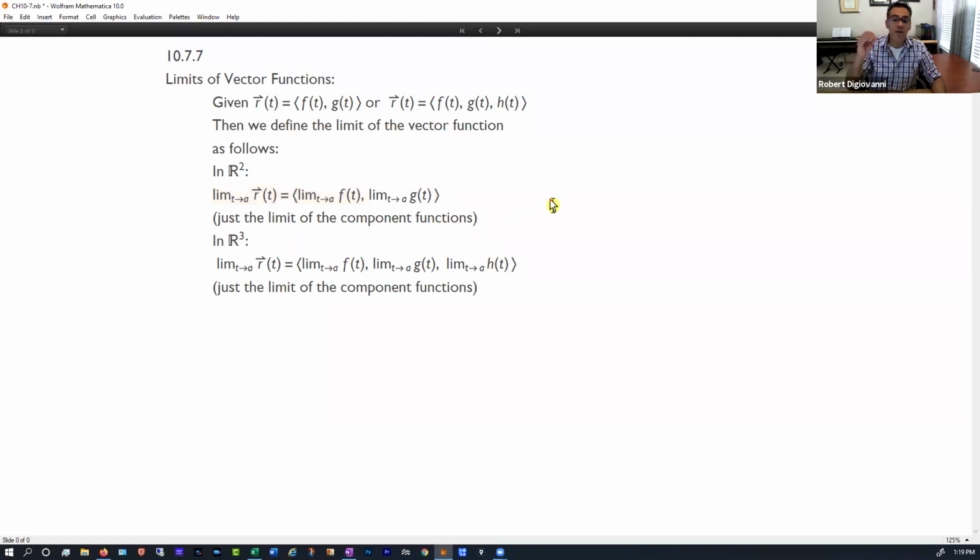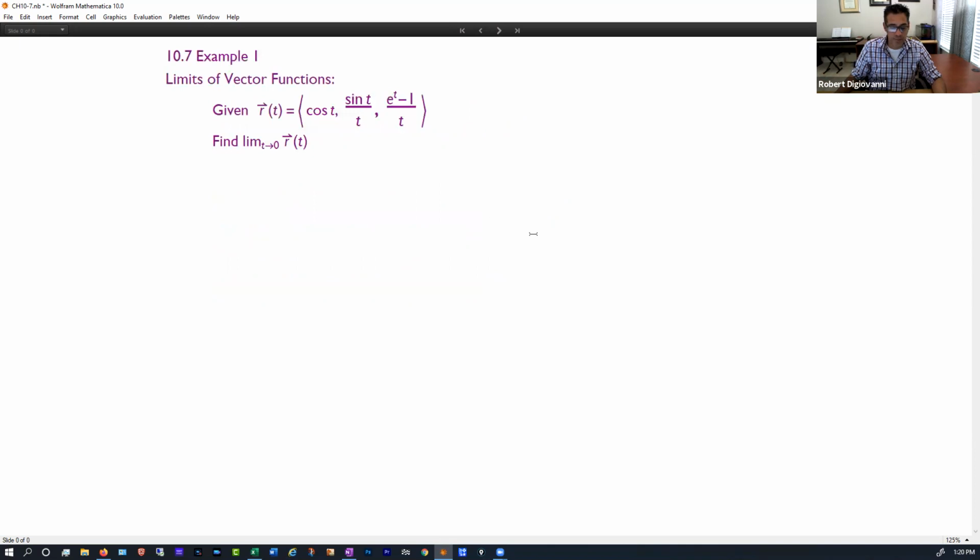So there's nothing new here. To take the limit of a vector function, you're just taking a limit of each of the components. That's it. That's great because there's no new thing we have to learn. And if we have 3 components, we'll do a limit of each one. So let's just do an example.